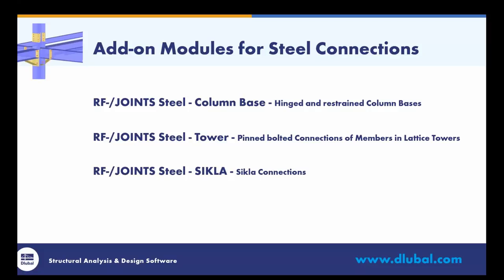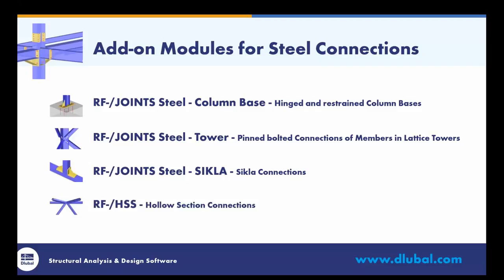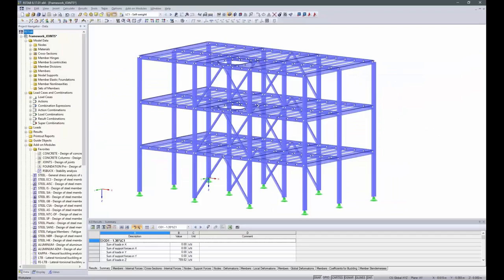Then we have the module Joint Steel Sigla, which does a design of brackets and end plates from Sigla, which is a producer of fastening systems. And last but not least, we have the module HSS for the design of connections with hollow cross sections, also doing 2- and 3-dimensional framework joints. Now we have covered the modules so far, and we can go into the example.